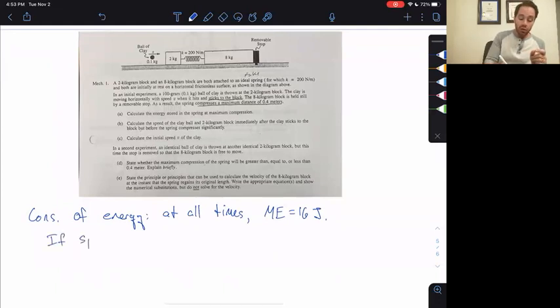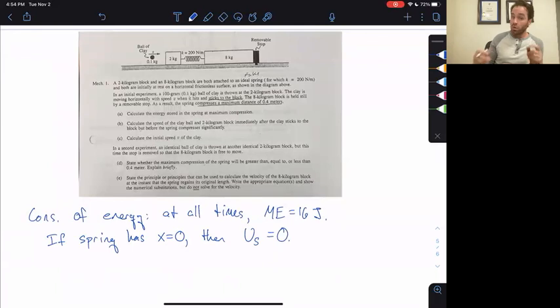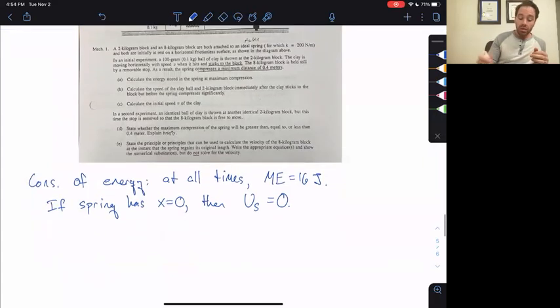If the spring has no deformation, then the potential energy currently stored in the spring is 0. Think about it for a second. Although the spring may be moving, it doesn't currently store any energy if it's at its original non-deformed length. Yes? Of course, yes. So that means that the kinetic energy stored in B1 plus the kinetic energy stored in B2 has to be the total available mechanical energy of 16 joules.